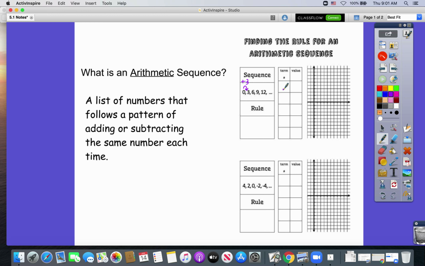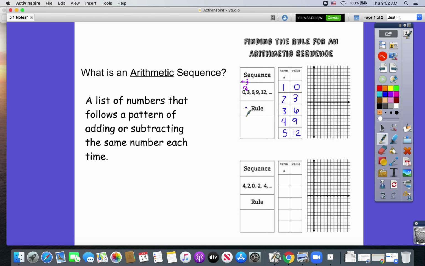And then we're going to put these numbers into a table. So term number is just where is that number in the sequence? What position is it in? So we have the first term, the second term, the third term, the fourth term, and the fifth term. And the first term is 0. The second term is 3. The third term is 6. The fourth term is 9. And the fifth term is 12.